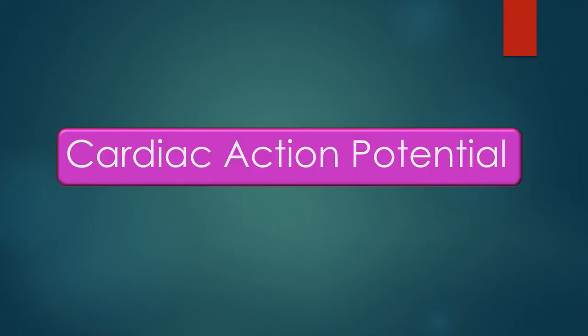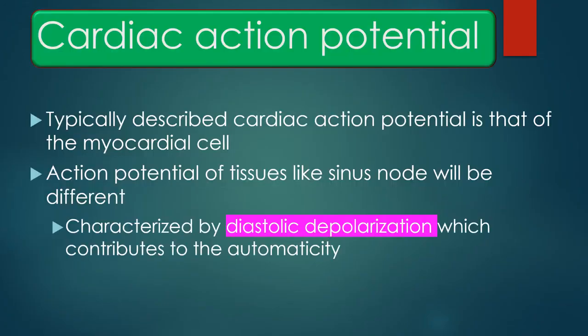Now we move on to the cardiac action potential. The typically described cardiac action potential is that of the myocardial cell. Action potential of tissues like the sinus node will be different and characterized by diastolic depolarization, which contributes to the automaticity of the sinus node.